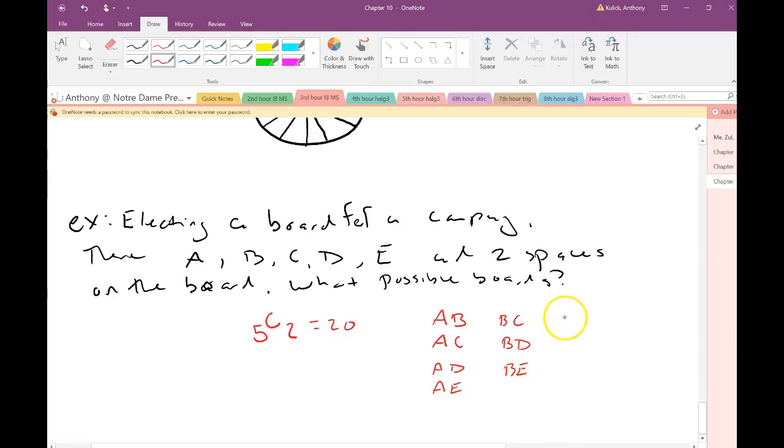Now let's do the C's. We've already done AC, already done BC. We can do CD or CE. Now let's do the D's. We've done AD, BD, and CD. That leaves us with just DE. And there's no more E's to do.